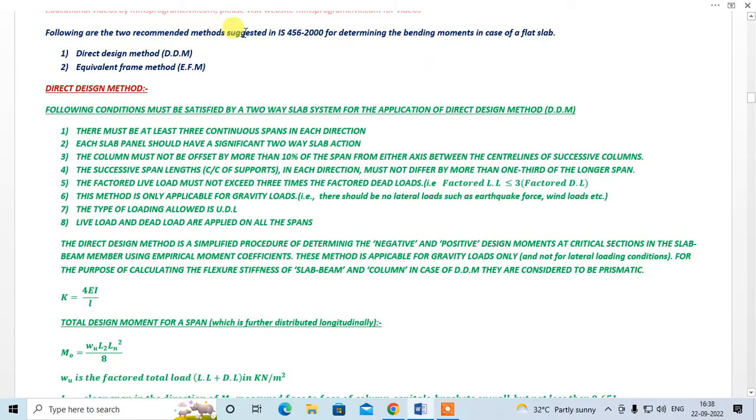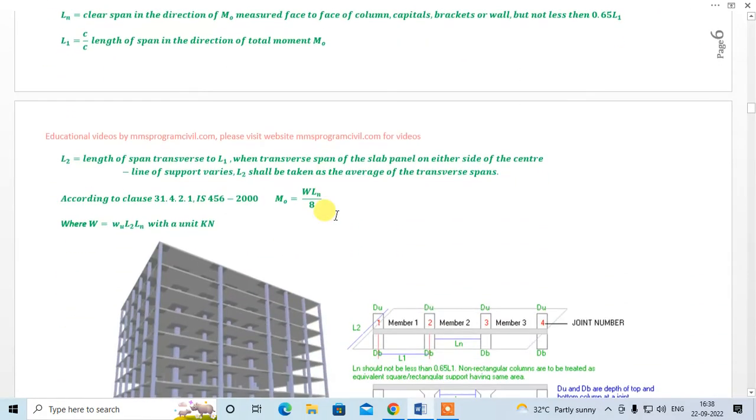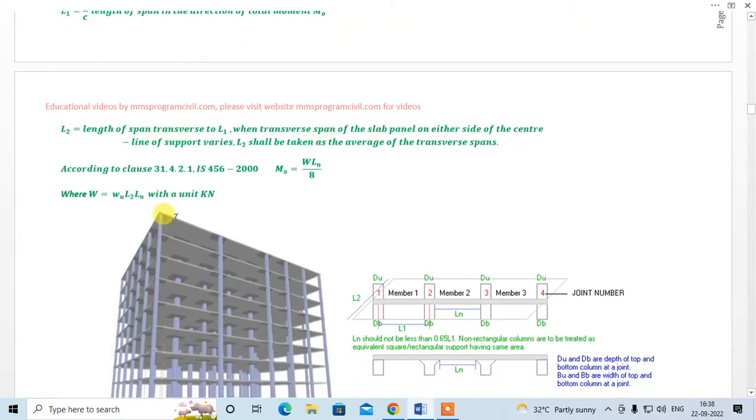Following are the recommended methods suggested by IS 456-2000 for determining the bending moment in case of flat slab: direct design method and equivalent frame method. First, we will see the direct design method. The following conditions must be satisfied by a two-way slab system for application of the direct design method. First, there must be at least three continuous spans in each direction.